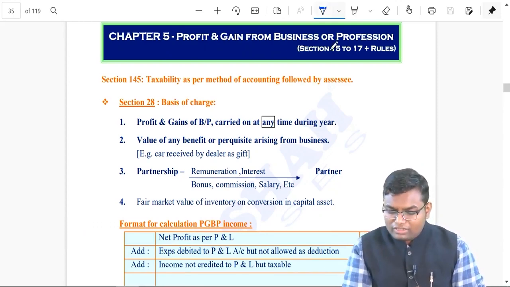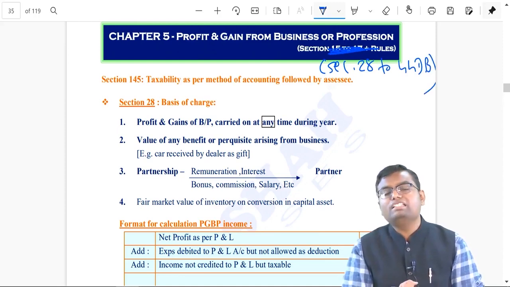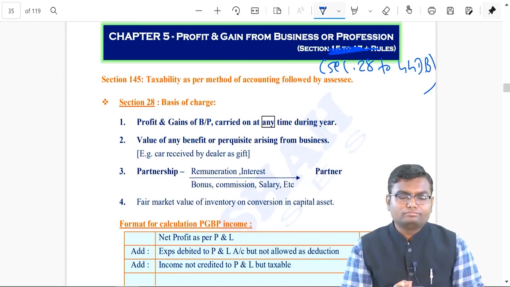There is a typing error over here, please correct it. It will be section 28 to 44DB. Section 28 to 44DB. Profit and gain from business or profession.